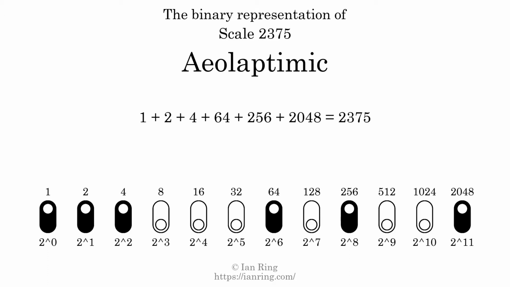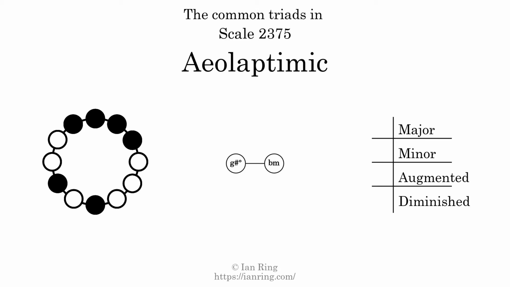2375. The scale number not only enumerates the scale with a unique index, but it also literally describes the tonal content of the scale. Represented as a binary number in base 2, the scale number is 1001010000111. Here are the common triads present in this scale.